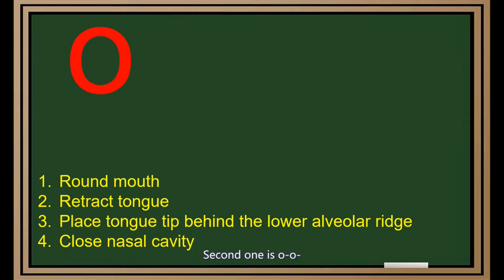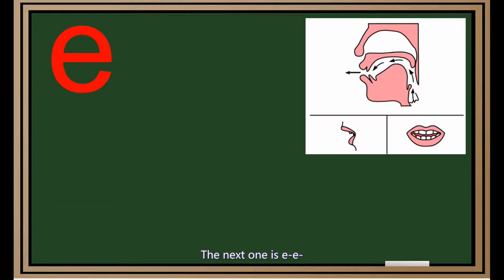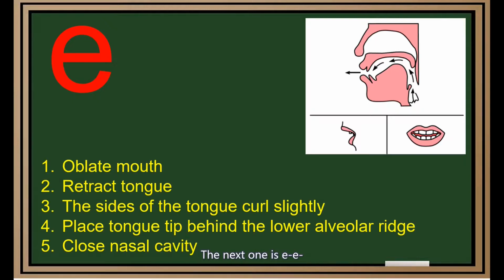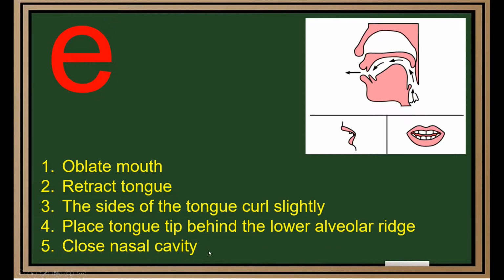The second one is O. You can see these 4 tips to speak this vowel. The next one is A. It is an oblate mouth, and retract your tongue. The sides of the tongue curve slightly. Place the tongue tip behind the lower alveolar ridge and also close the nasal cavity. Then you can speak this vowel.